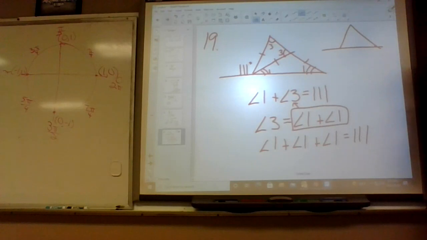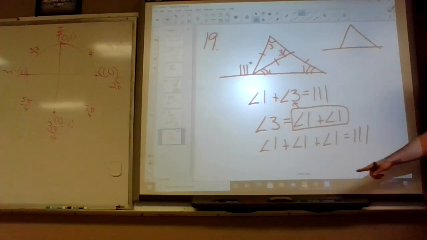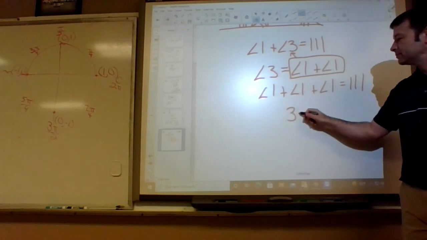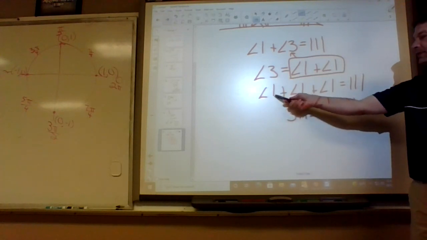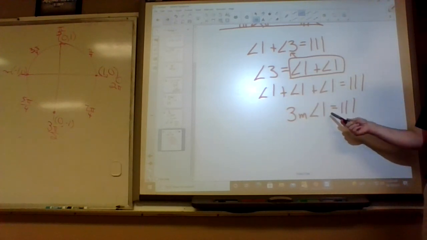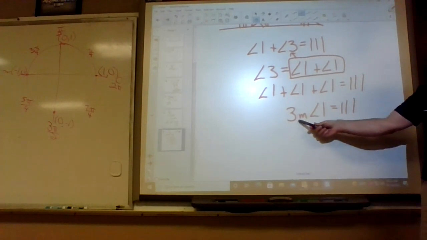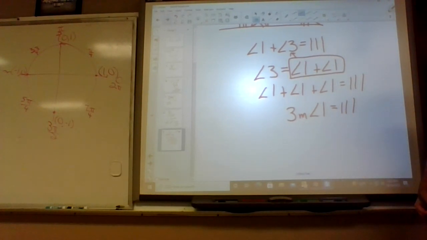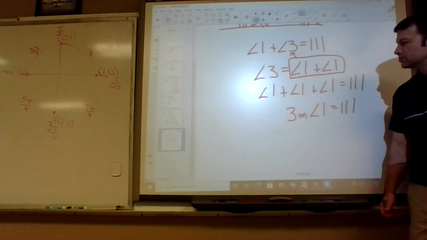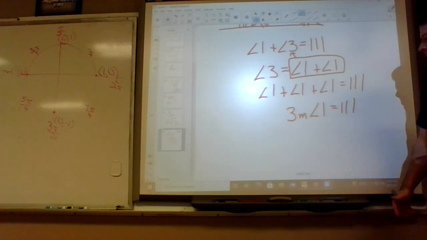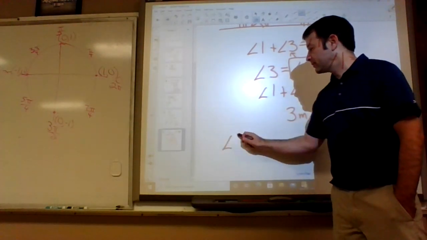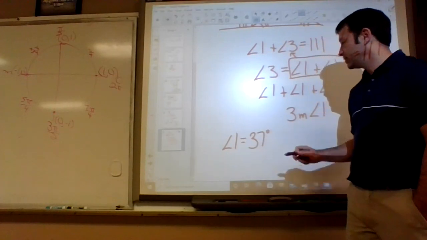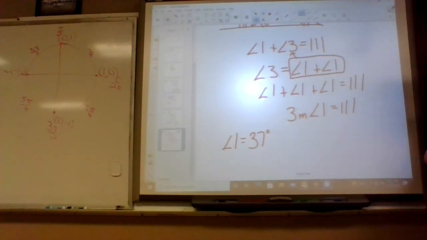So how can we find angle 1? I'll be a little more technically correct here. 3 times angle 1, right? Equals 111. So how do I find angle 1 there? Angle 1 is 37 degrees.